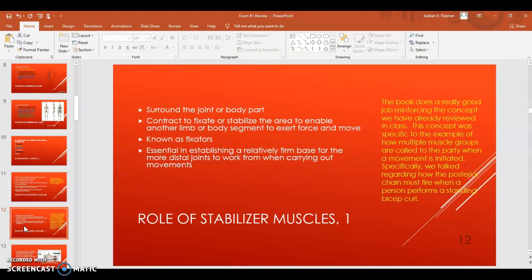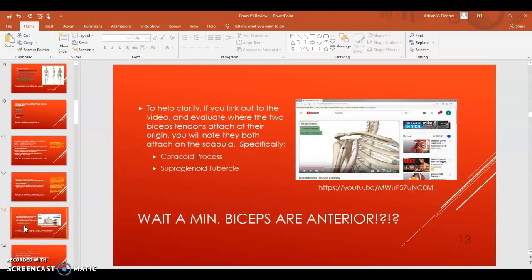I do reflect a little bit on stabilizers, but the biggie that I point out, one that we spent some time on in class, is how you might have an anterior-based exercise like a bicep curl, but the muscles themselves attach, or more accurately originate, on a posterior bony surface, like in this case the scapula, which is what type of bone? Yes, that's correct. It's a flat bone.